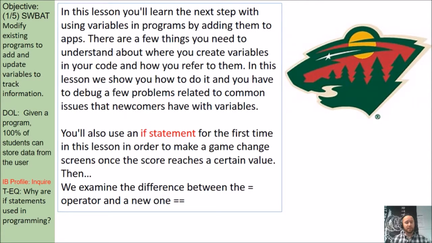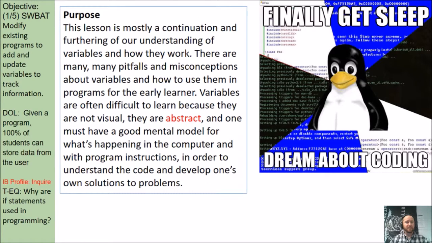You'll also use an if statement for the first time in this lesson in order to make a game change screens once the score reaches a certain value. And then we examine the difference between the equal sign operator and a new one, the double equal sign. Now the purpose of this is mostly a continuation and furthering of our understanding of variables and how they work.